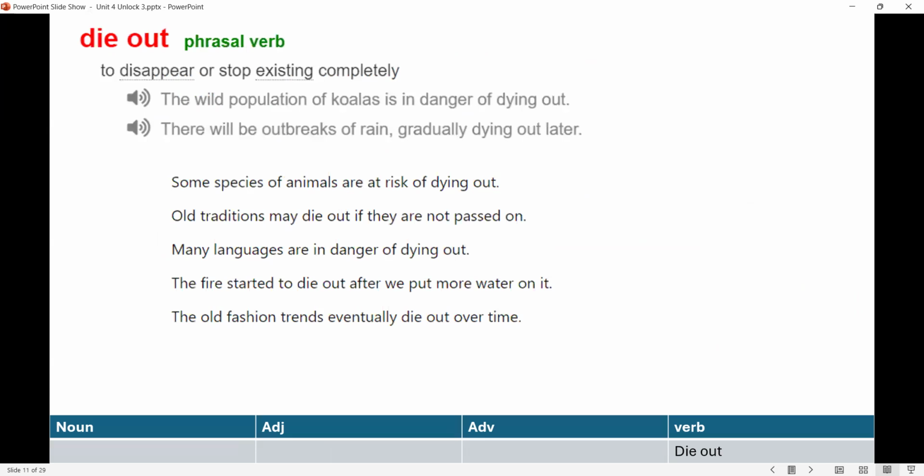Die out. Die out is a phrasal verb and it means to disappear or stop existing completely. Example, some species of animals are at risk of dying out. Old traditions may die out if they are not passed on. Many languages are in danger of dying out.